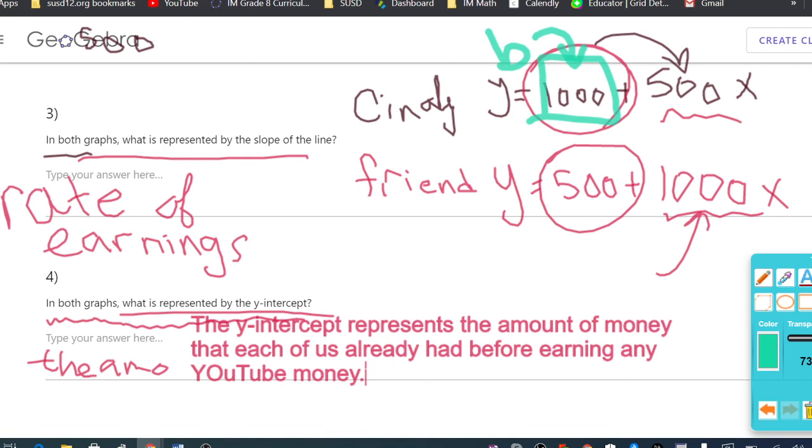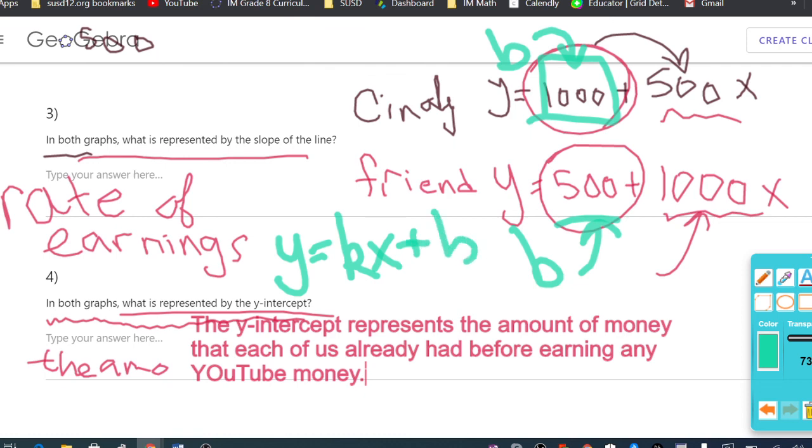My friend had $500 before earning any YouTube money. So the y-intercept in her case is 500. B, we call that B. The equation takes a new form. Y equals kx, which is some rate times our x unit, plus B, and B is the y-intercept.